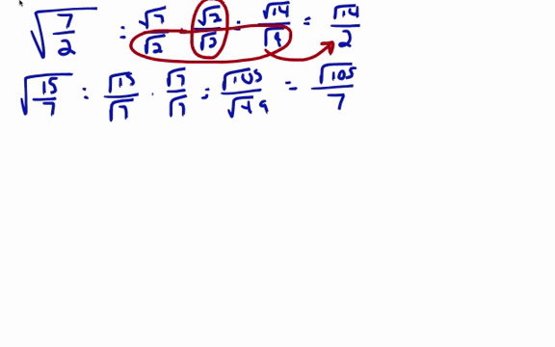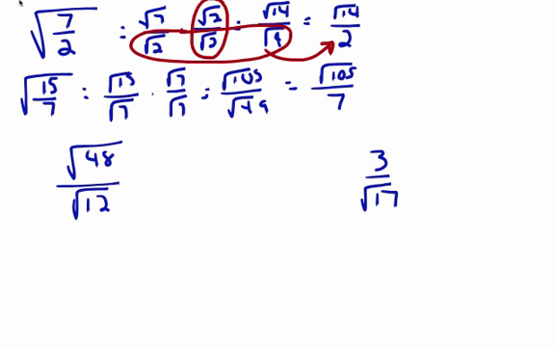Now you should check to see if 105 has any perfect square factors, but I know that it doesn't, so this answer is simplified. Why don't you try these two? The square root of 48 over the square root of 12, but also try 3 over the square root of 17. Pause the video and try and solve them on your own.